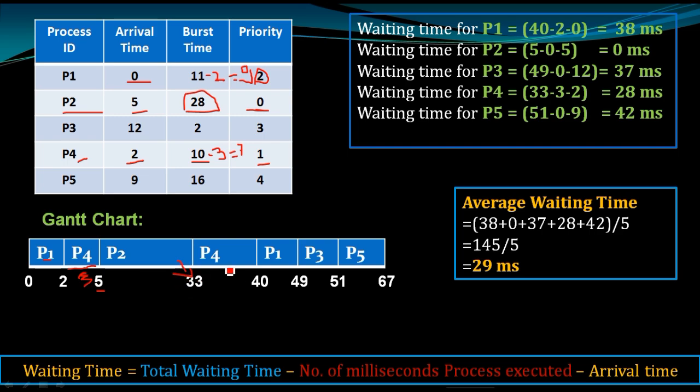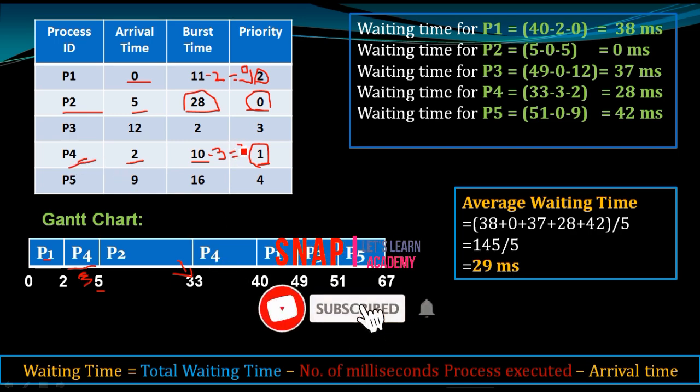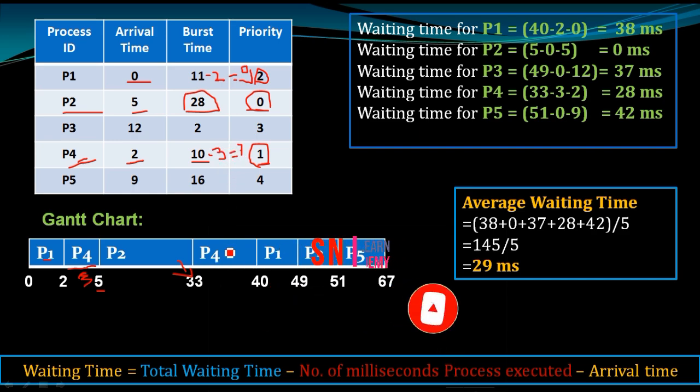After that, P4 executes again. After priority 0, the next highest priority is number 1, which is P4. P4 will occupy the CPU for 7 milliseconds, because it needs only 7 more; 3 milliseconds of work has already been done. So 33 plus 7 is the 40th millisecond, when it completes its execution.